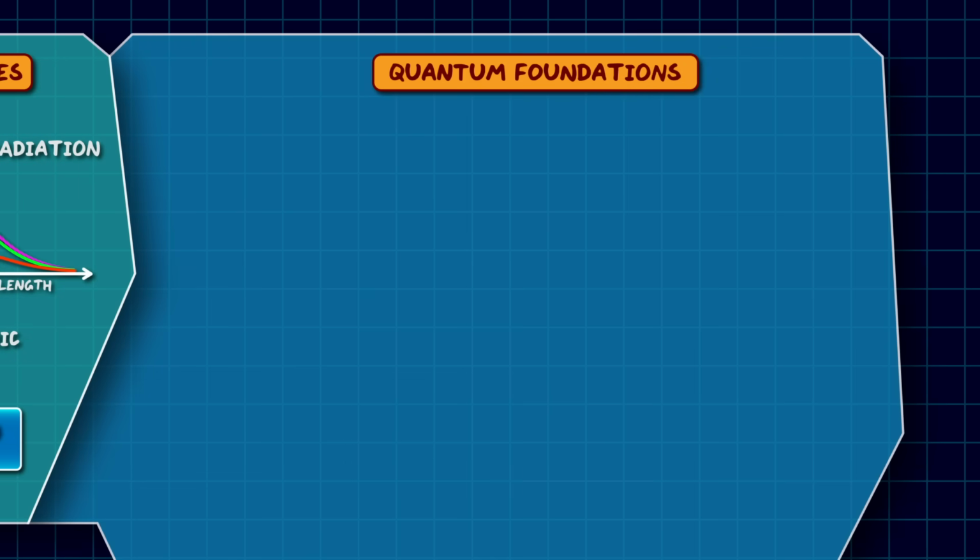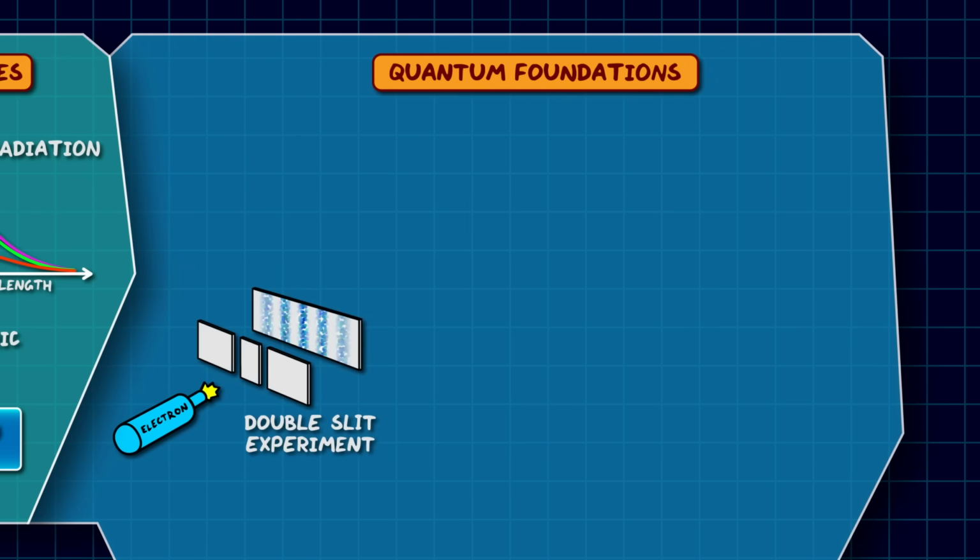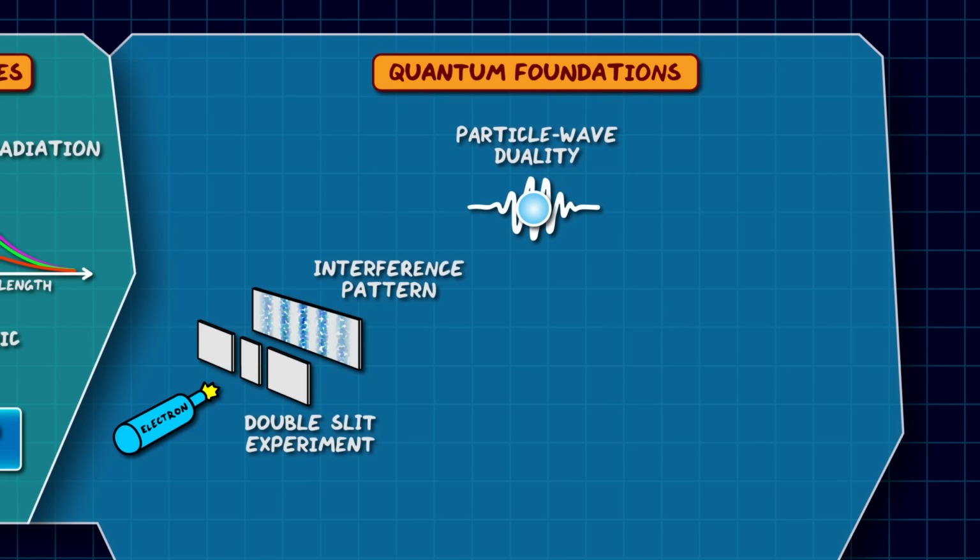Let's look at the foundations of quantum mechanics. A cornerstone experiment in quantum mechanics is the double slit experiment, where electrons are fired through two thin slits and make an interference pattern on a detector behind. This interference pattern is something you only see with waves, and this is more experimental evidence for particle-wave duality.